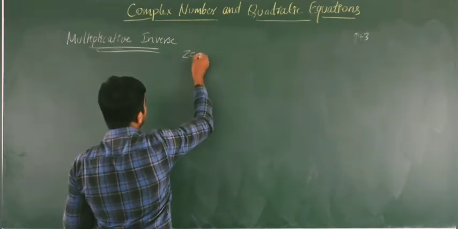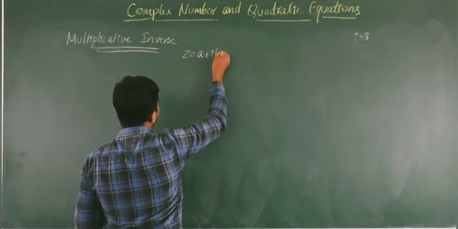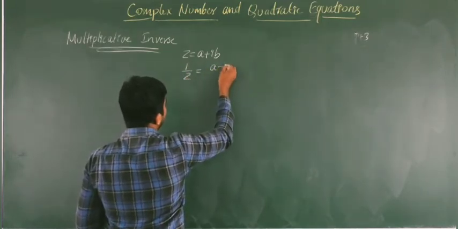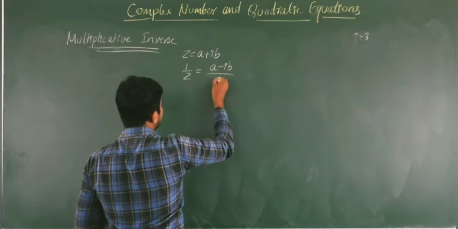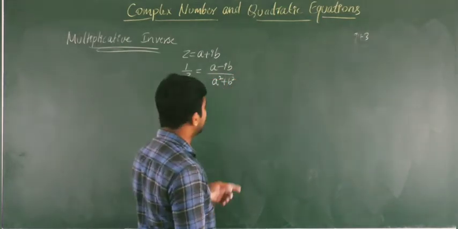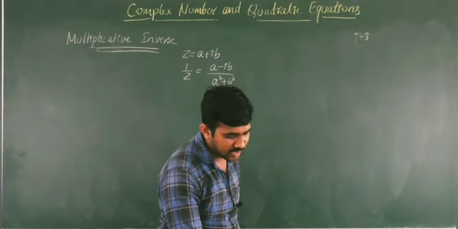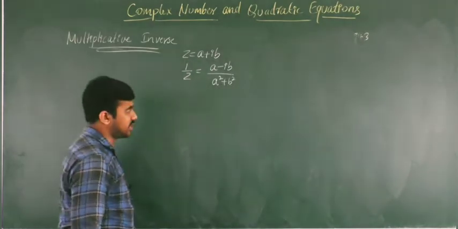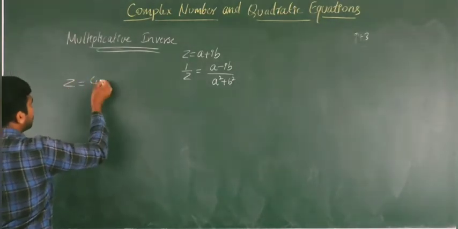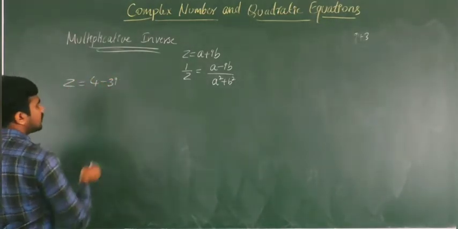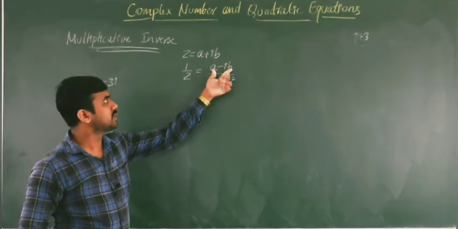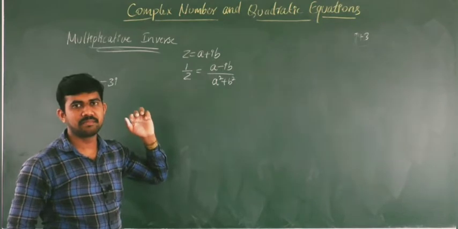If you have a complex number z is equal to a plus ib, then 1 by z is nothing but a minus ib divided by a square plus b square, which gives the multiplicative inverse. Same here also. They have given in the question 4 minus 3i. z is equal to 4 minus 3i. So what is the numerator in the formula? That is nothing but the conjugate of the given complex number.